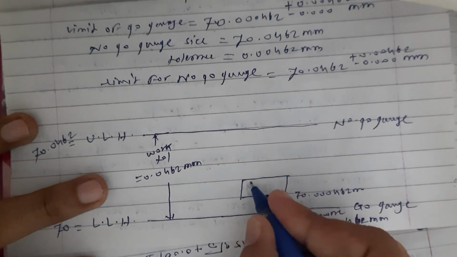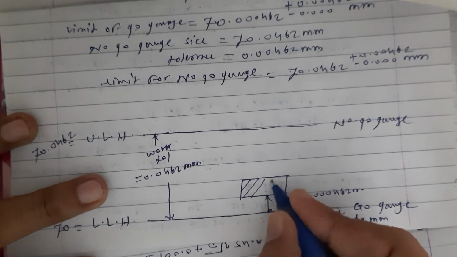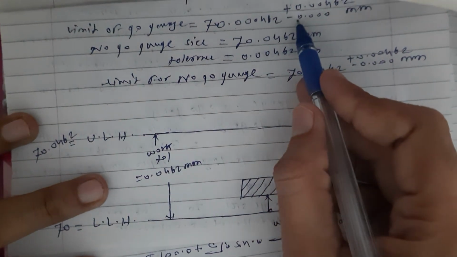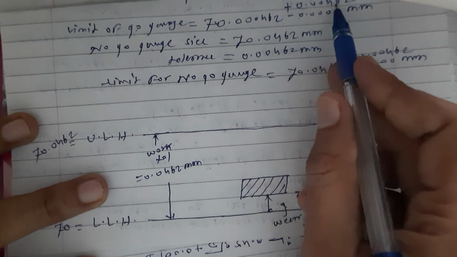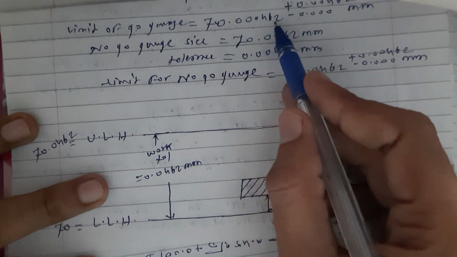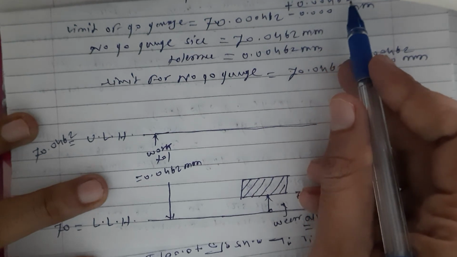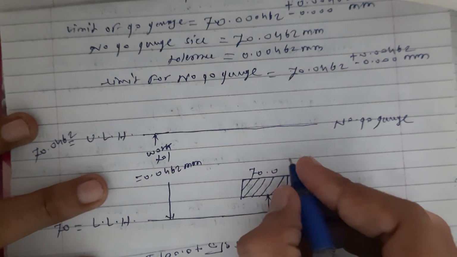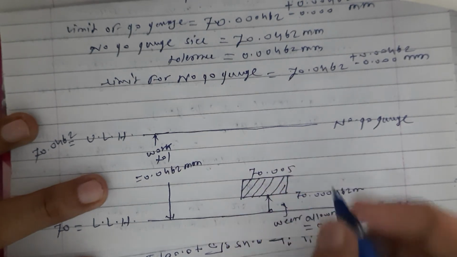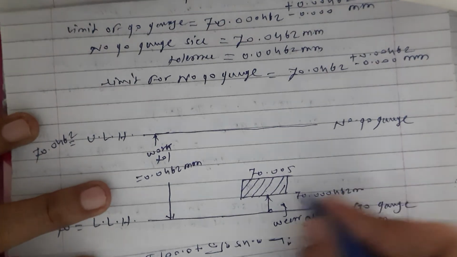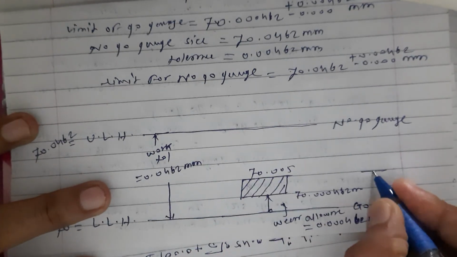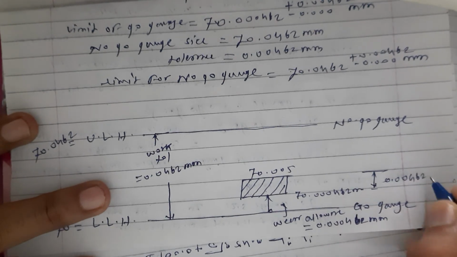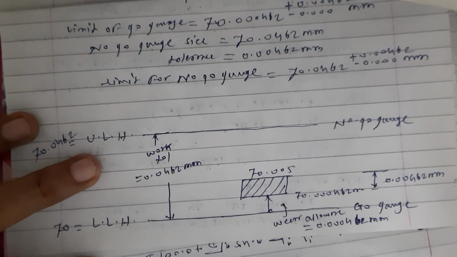And what is the upper limit of the go gauge? If you add this value to the lower limit, which is the zero tolerance, 70.000462 plus 0.00462, you will get 70.005 mm. In between is the tolerance, 0.00462 mm. This is for the go gauge.